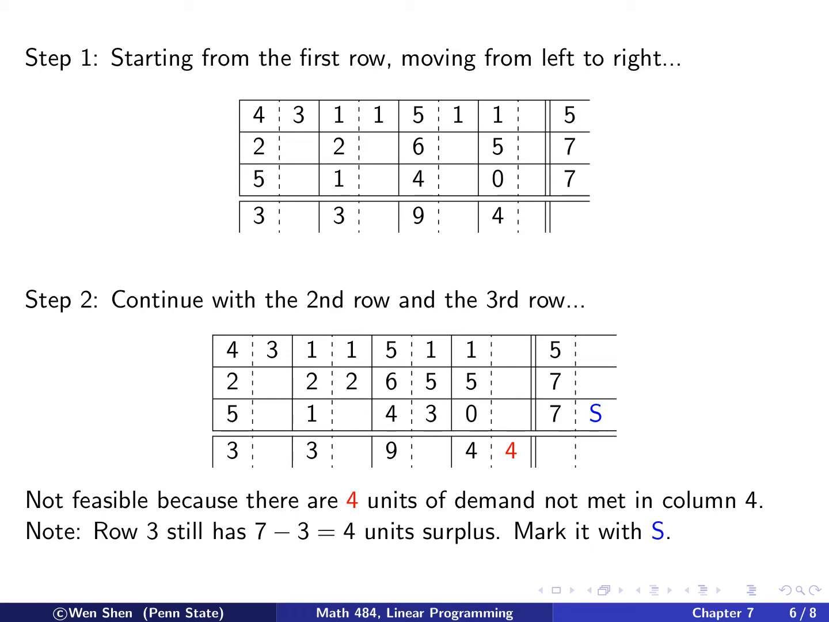And now let's look at the destinations to see if the demands are all met. For destination 1, it needs 3, it's met. And destination 2, it's 3, it's 1 plus 2, also met. Destination 3, I need 9 units, 1 plus 5 plus 3 is 9. And then destination 4 here needs 4 units, but nothing is being shipped. So it still needs 4 units. This demand is not met. So I'm marking this here, 4 in red, to say, hey, pay attention, I am still not happy.